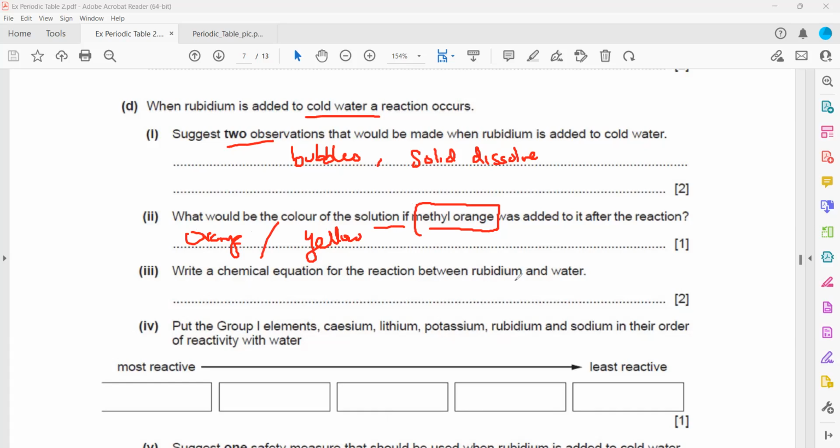Write a chemical equation for the reaction between rubidium and water. So group 1, when they react, we have rubidium, Rb, because it's a metal, so atom, reacts with water, H2O, to form rubidium hydroxide. What is the formula of rubidium hydroxide? Rubidium is group 1 and hydroxide is a molecular ion with a charge of -1. So rubidium hydroxide will be RbOH.